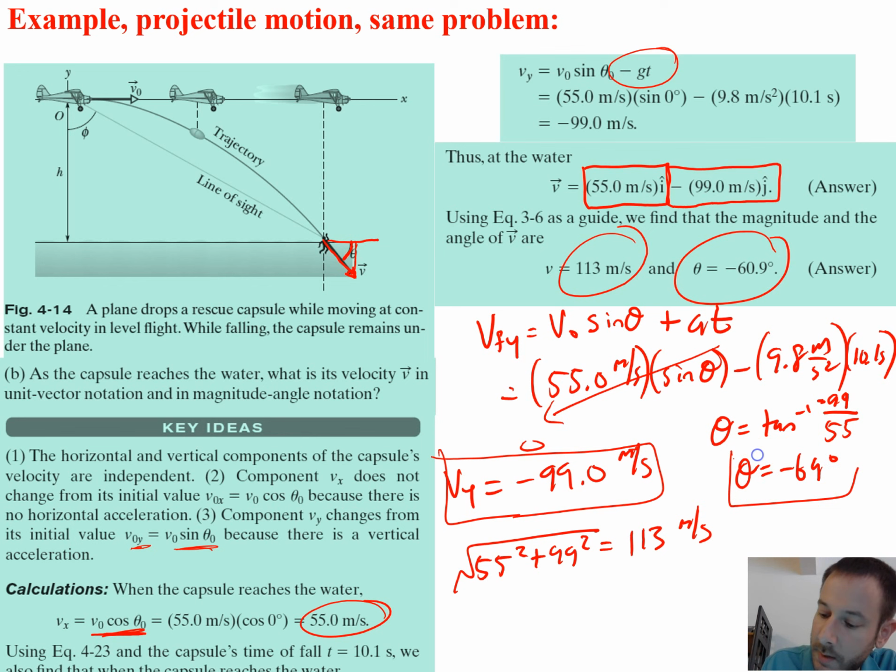And we would expect that to be negative, because it's over here in the fourth quadrant. So if you're going down from the x-axis, you're going to be in the fourth quadrant. Okay, that's it for this lecture and for the rest of the chapter, actually.